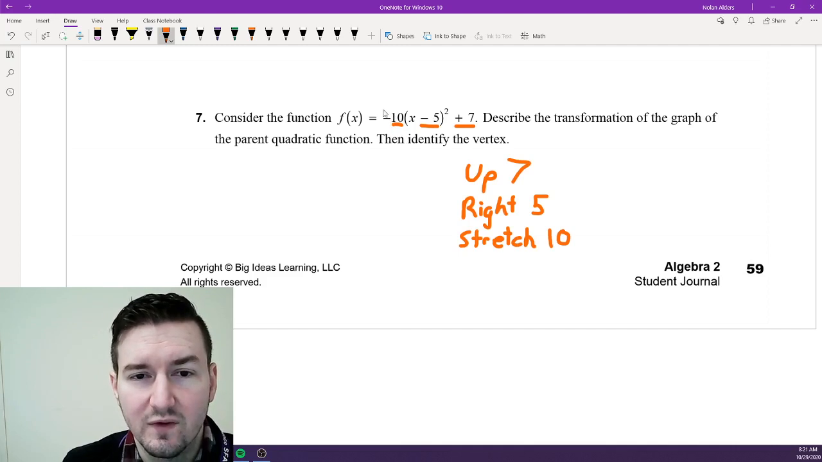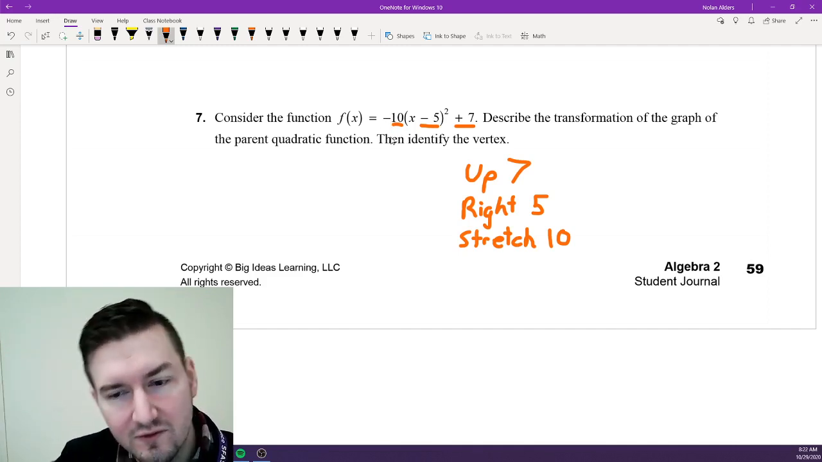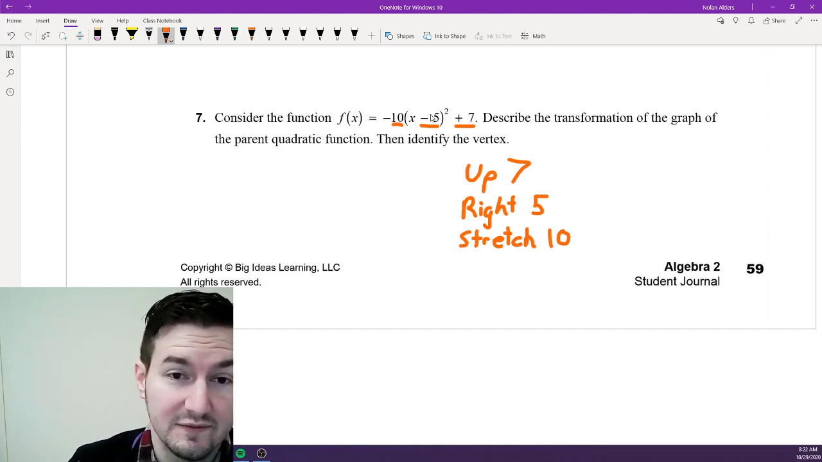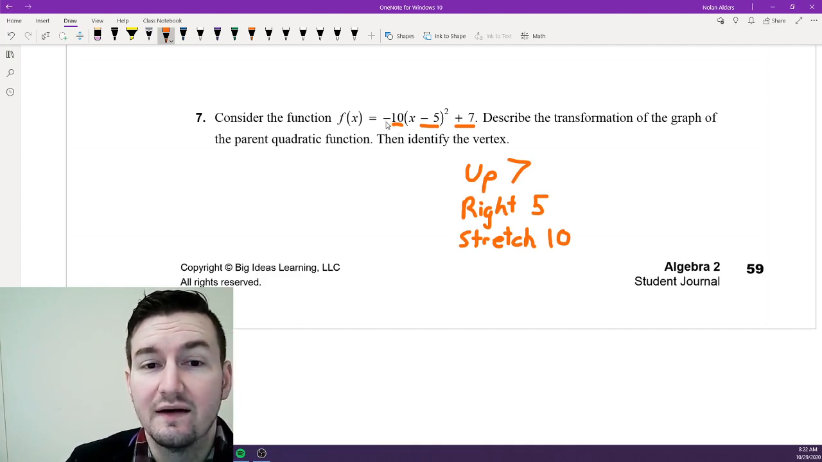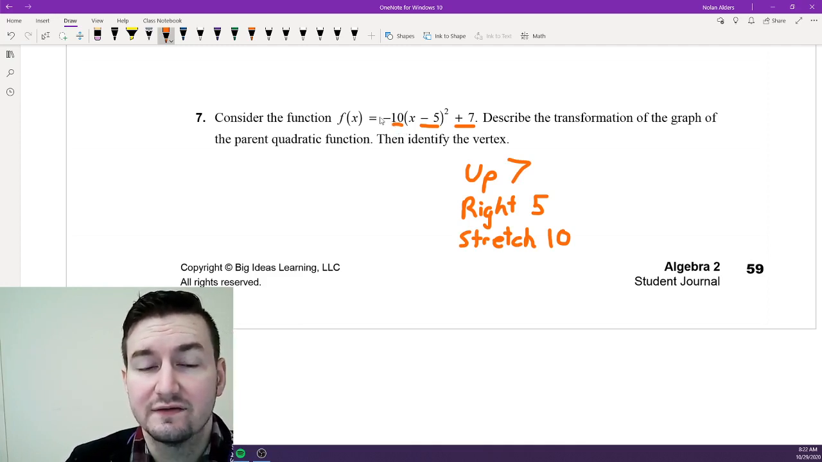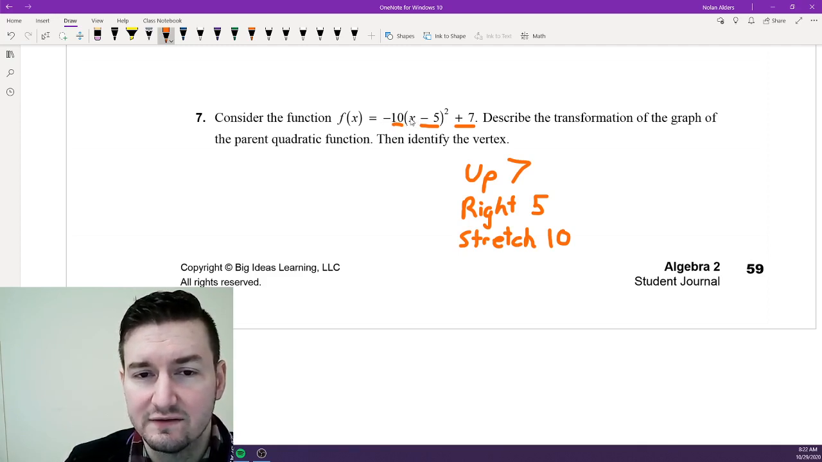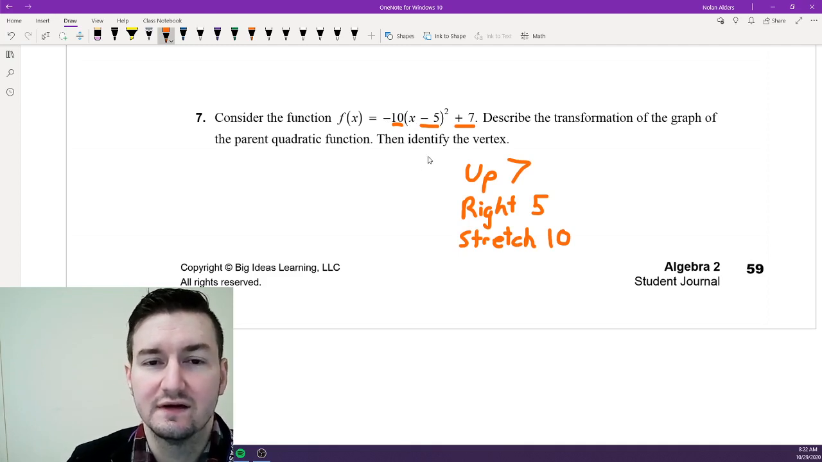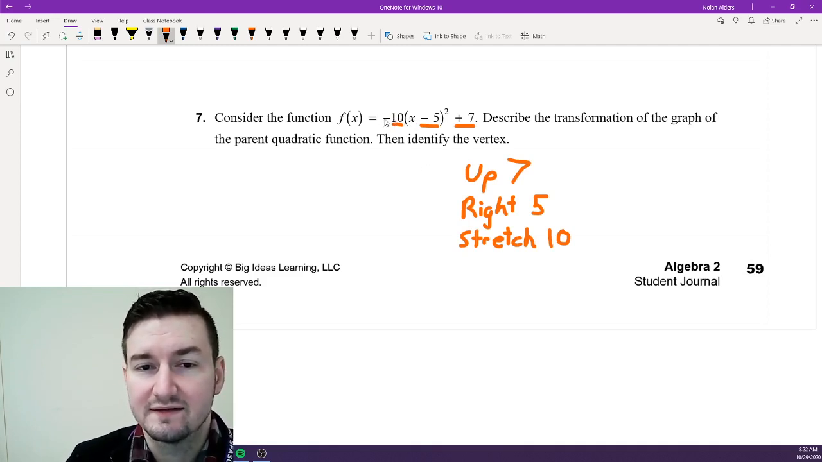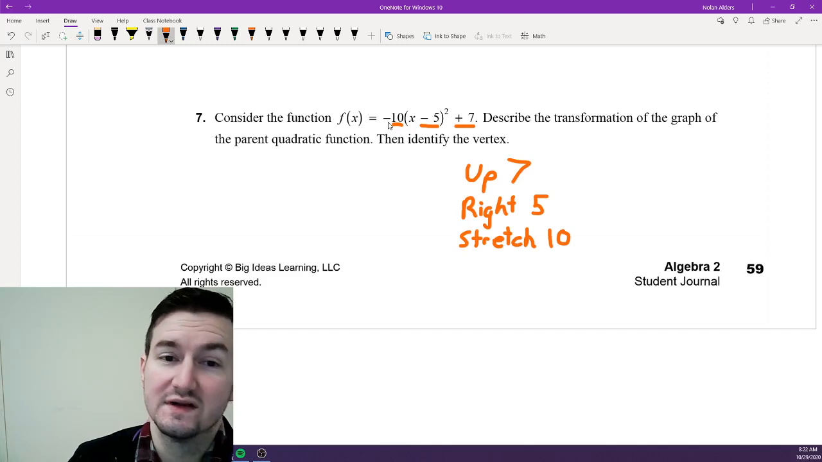And one way to keep that straight is one of my students came up with this, and I guess you can use it. If the minus sign is on the outside, it's x. And if the minus sign is on the inside, it's y. So if it's on the outside, then it's reflected across the x-axis. If it's on the inside, it's reflected across the y-axis. And the way they remember this is you want to keep your x on the outside.